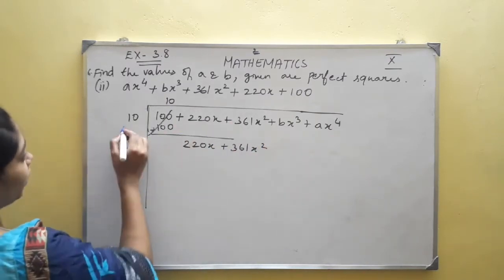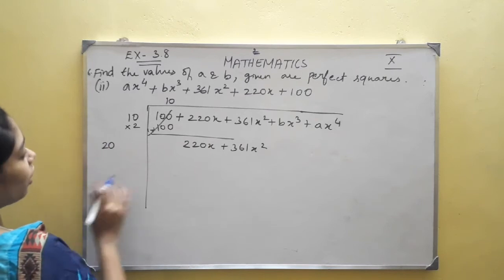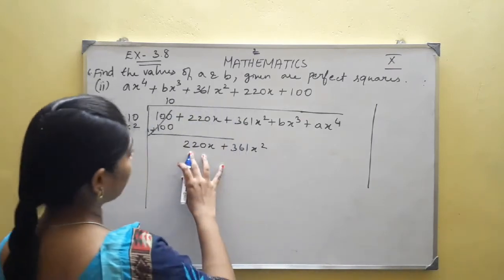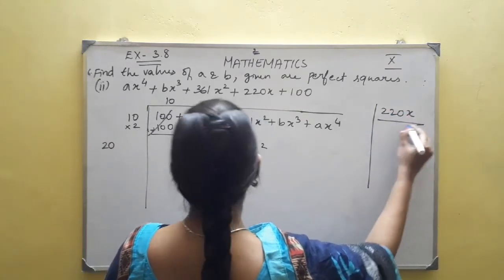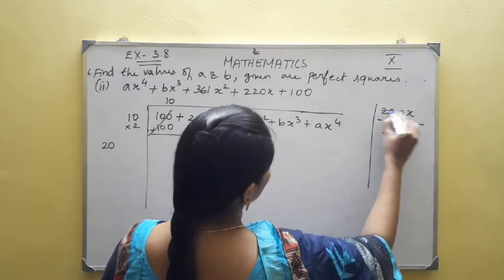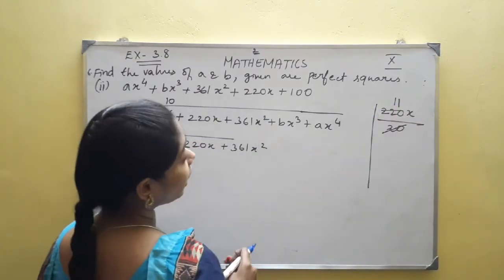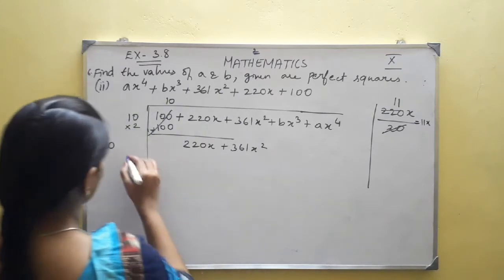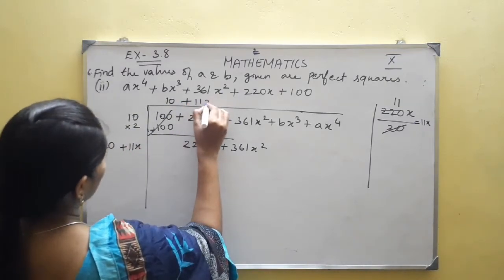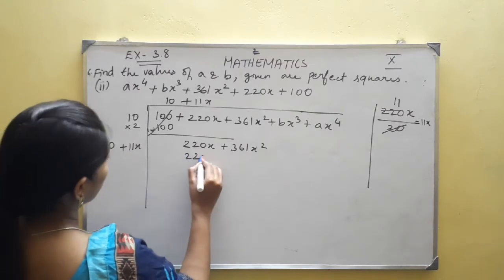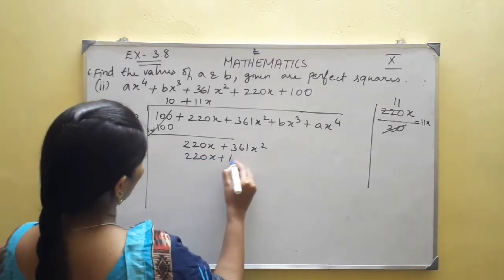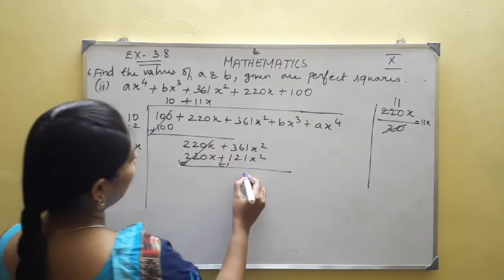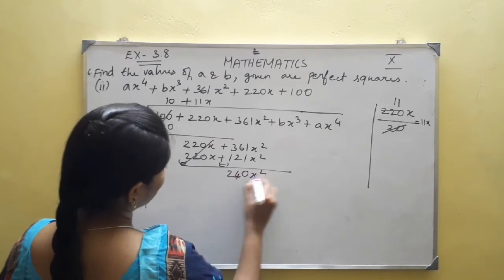So the first step is completed. Multiply this by 2 and write 20. I want to write one more term because you have two terms over here. Do that part in the rough column: 220x divided by 20, so this is 11 times. 11 times 20 gives me 220, so 11x here. Then plus 11 times 11, which is 121, x into x gives me x square. If you change the sign, it gets cancelled and this becomes 240x square.